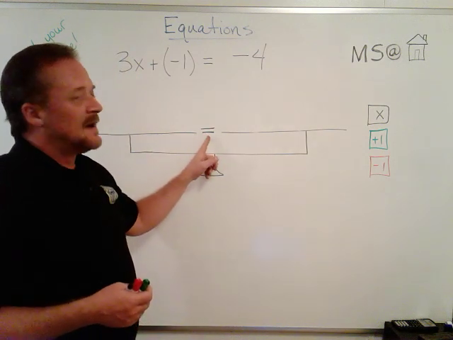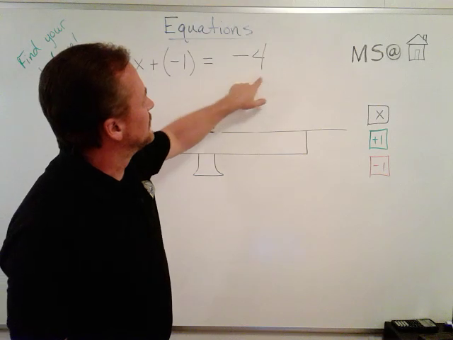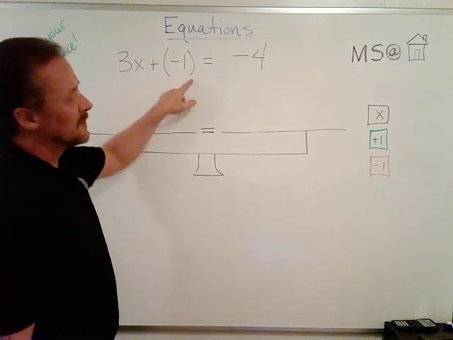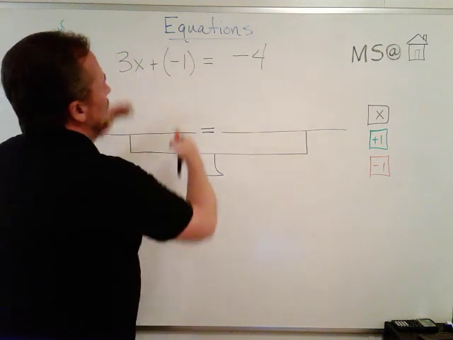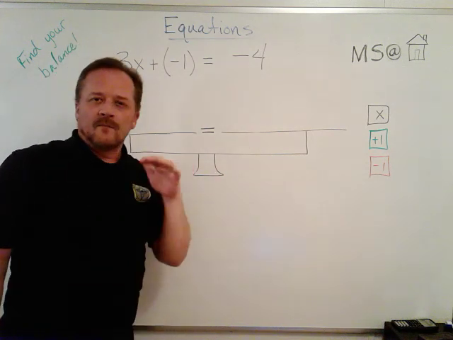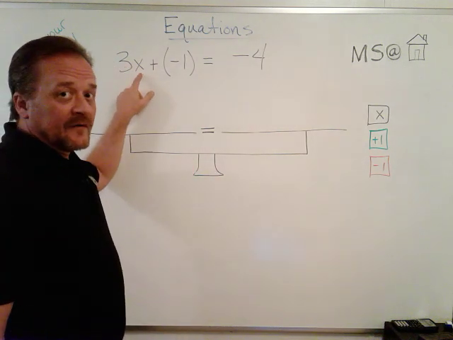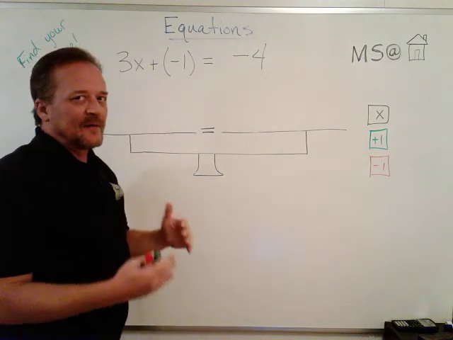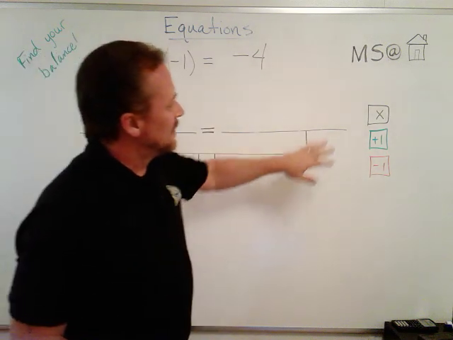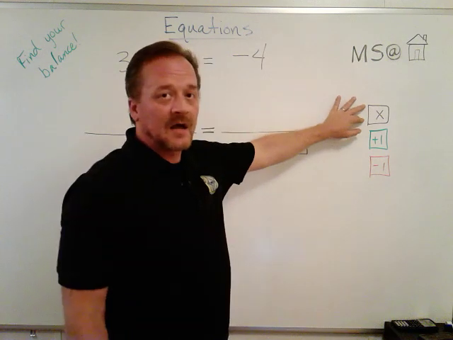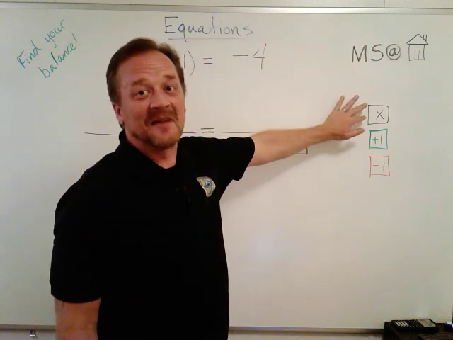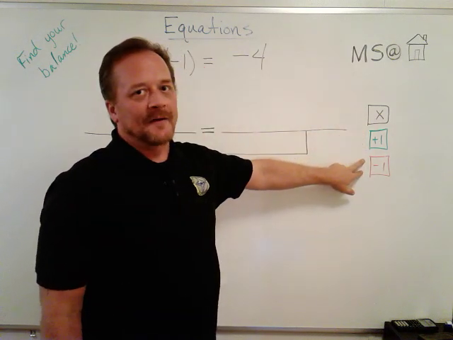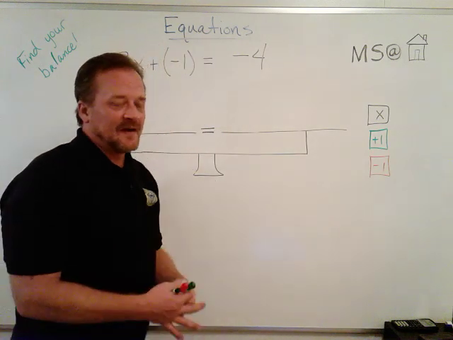Remember that the equal sign tells us that this, -4, is the same weight as this whole thing. So basically, this expression right here has a value of -4. Can we use that to figure out what the value of x is? We sure can. Here's how. Now, here's my pan balance, and the only thing I'm allowed to put on here are blocks. I have 3 different blocks. I have an x block, not an x box, an x block. I don't have an x box. I have a +1 block, and I have a -1 block. Those are the only 3 I can use, okay?